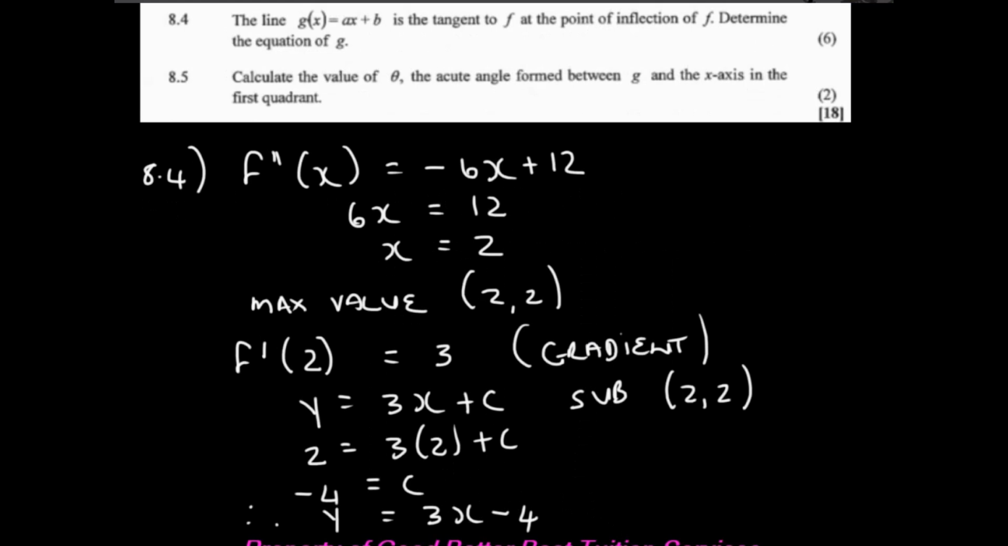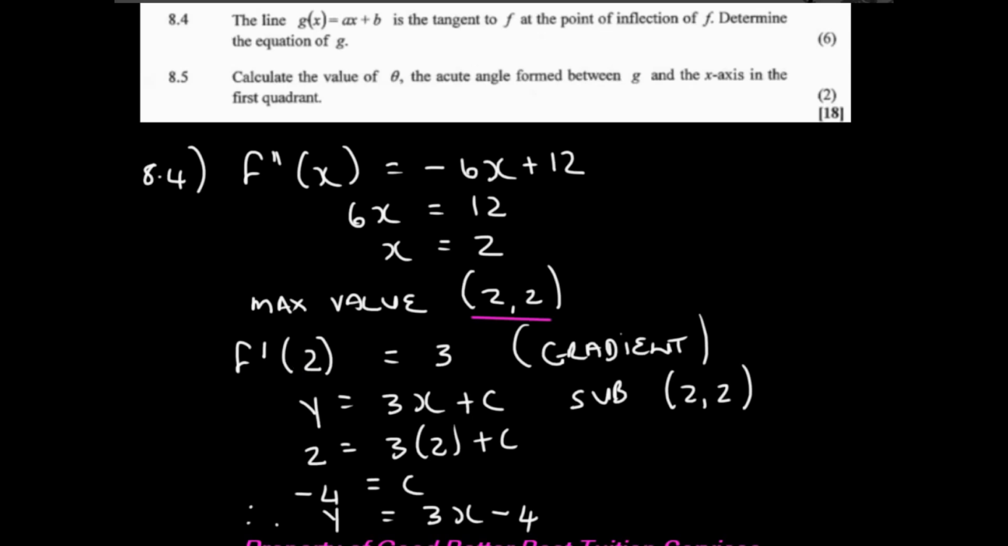The line g of x is equal to ax plus b is the tangent to f at the point of inflection of f. Determine the equation of g. Okay, so here we need to find our point of inflection, which we did in, I think it was 8.2 already. We found our point of inflection, and we see that our point of inflection is (2; 2).